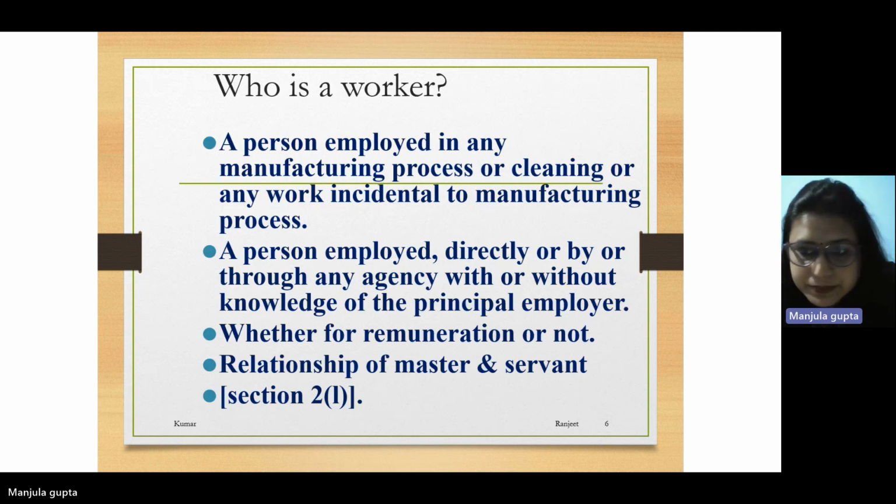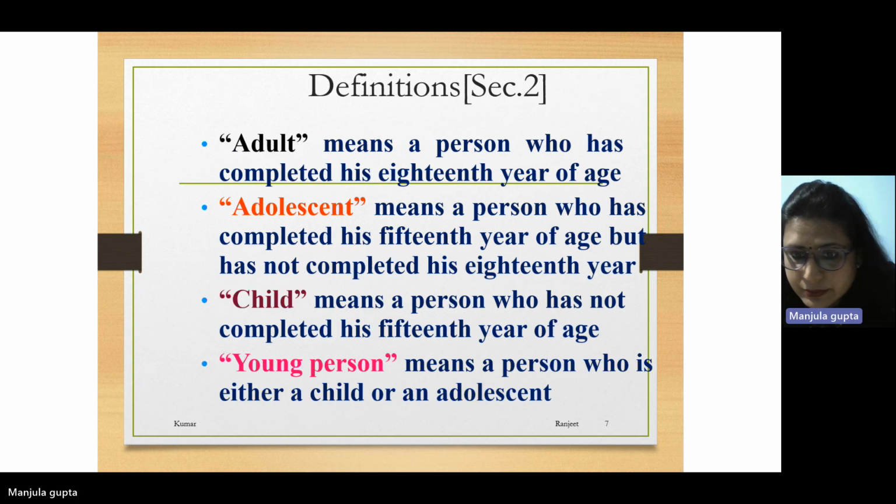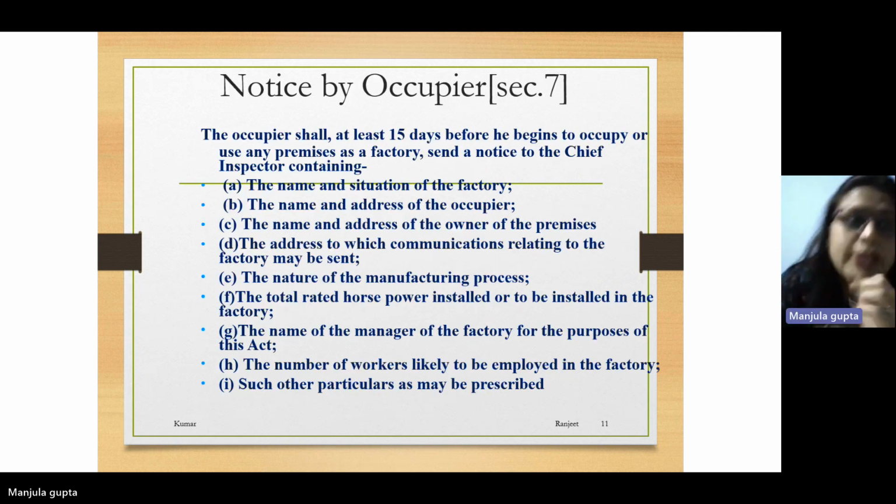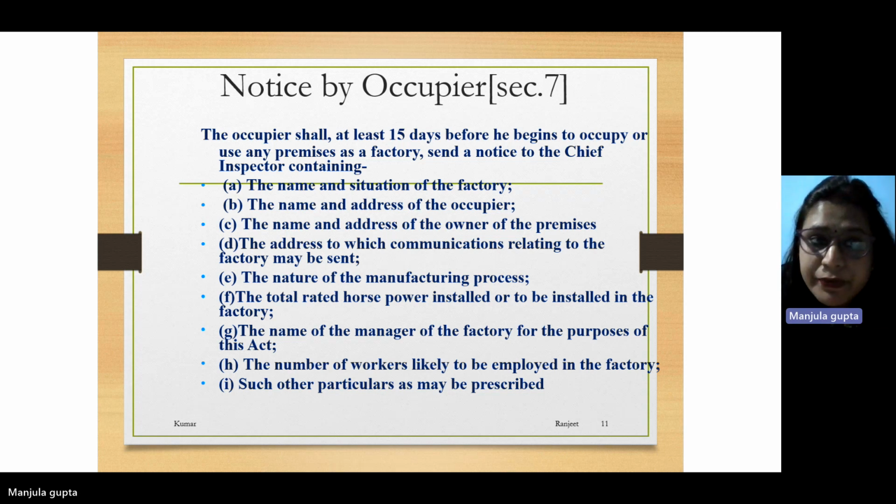Now next is the notice by occupier. The occupier shall, at least 15 days before he begins to occupy or use any premises as a factory, send a notice to the chief inspector containing the name and situation of the factory, the name and address of the occupier, the name and address of the owner of the premises, the address to which communications relating to the factory may be sent, the nature of the manufacturing process, the total rated horsepower installed or to be installed in the factory, the name of the manager of the factory for the purposes of this Act, the number of workers likely to be employed in the factory, and such other particulars as may be prescribed.